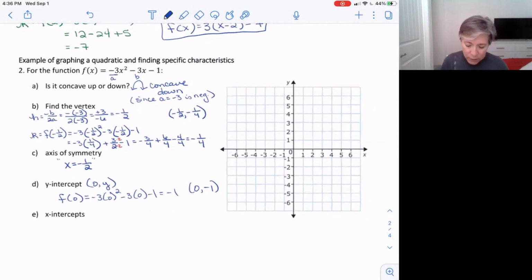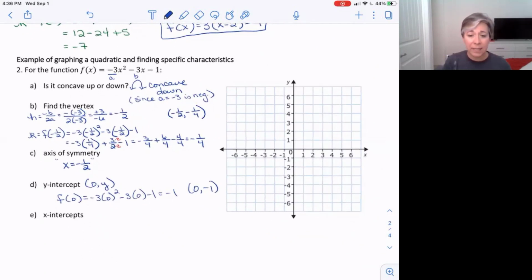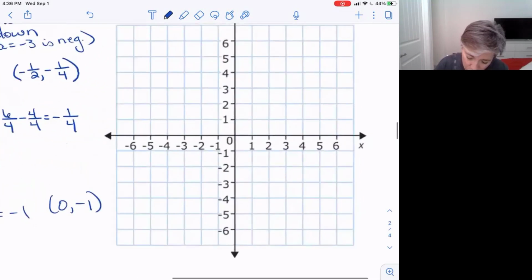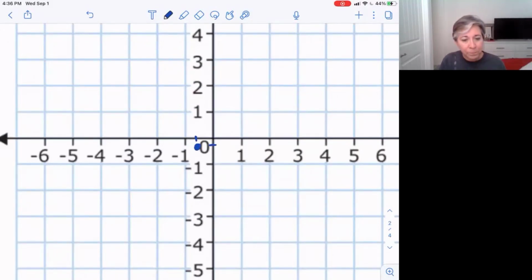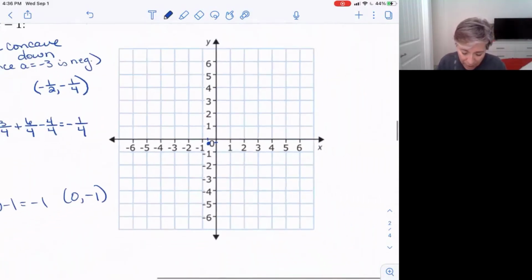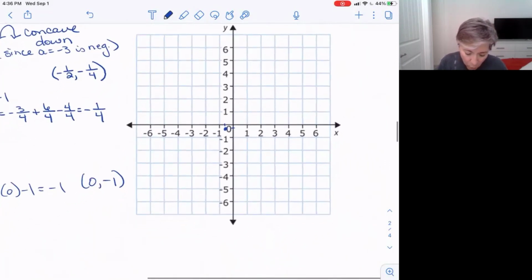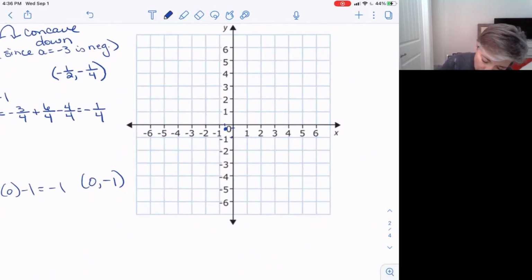So a couple of things before we even look at the x-intercepts. We can plot the points that we know so far. We know the vertex is at negative 1/2, negative 1/4. So if we were to zoom this in, negative 1/2, negative 1/4, our vertex would be roughly there. And then they also said that we have a y-intercept at 0, negative 1.